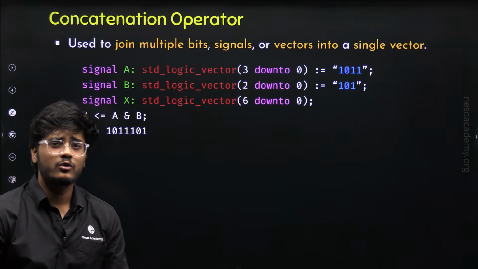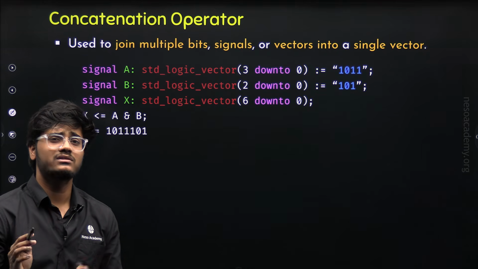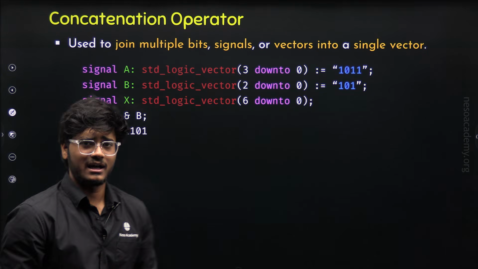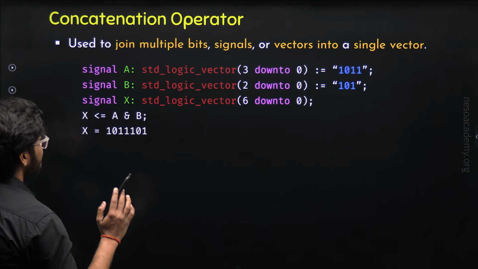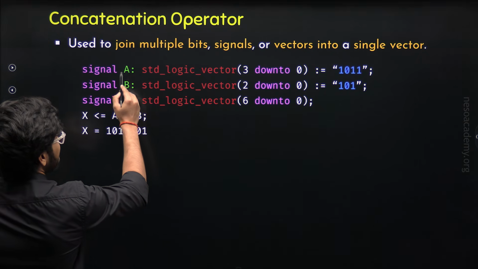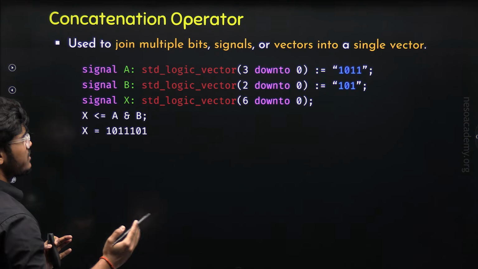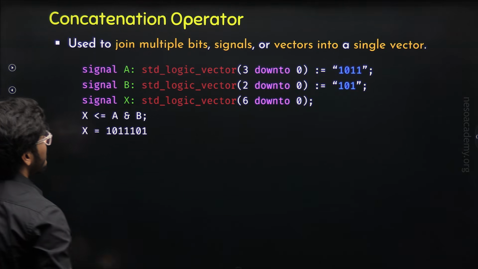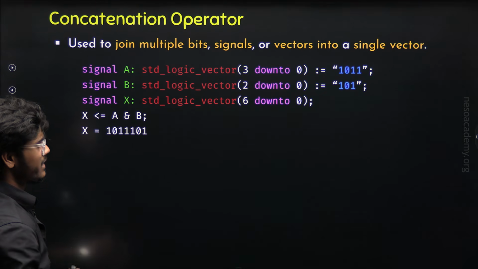Now, what if I want to merge a single bit with a vector? Can we do that? Yes, we can. For example, we can merge a single bit, let's say 0, at the start of this signal A. And also we can merge a single bit, let's say 1, at the end of this signal A. Now let's see how to perform these operations.